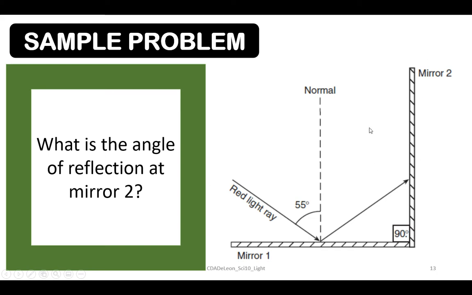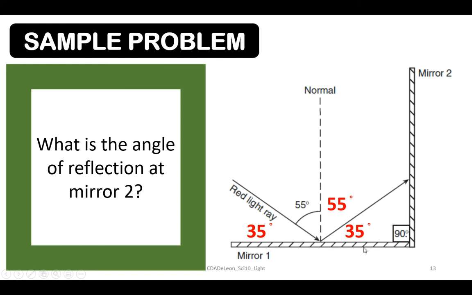Ito yung mirror number 2. Now, since it resembles 90 degrees, kasi right angle yan, ano ang complementary angle ng 55? Is 35 degrees. Now, we are following the law of reflection. So, 55 degrees ang angle of incidence. So, ang angle of reflection ay same, 55 degrees. Now, complementary ng 55 degrees na angle ay 35 degrees para magkaroon ng 90 degrees collectively dito.